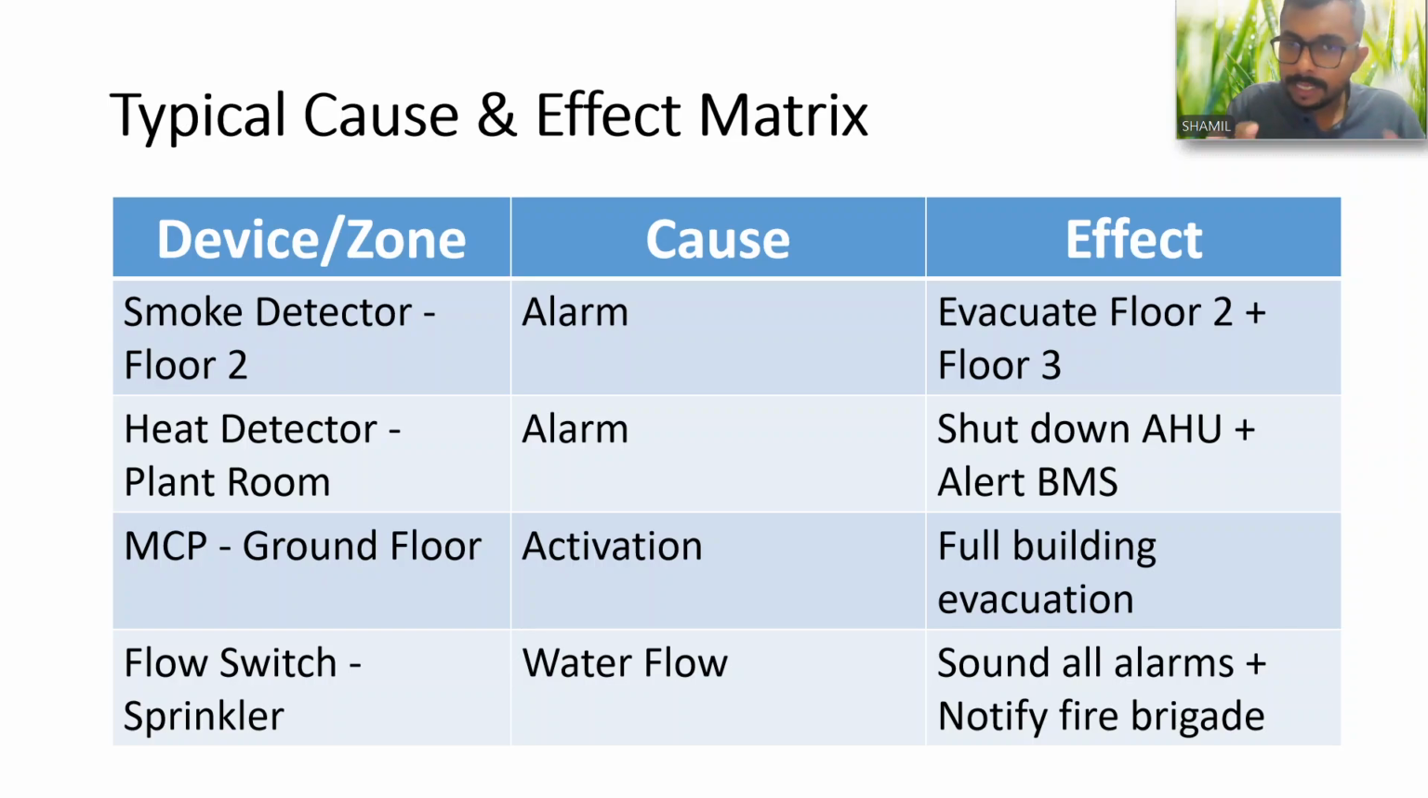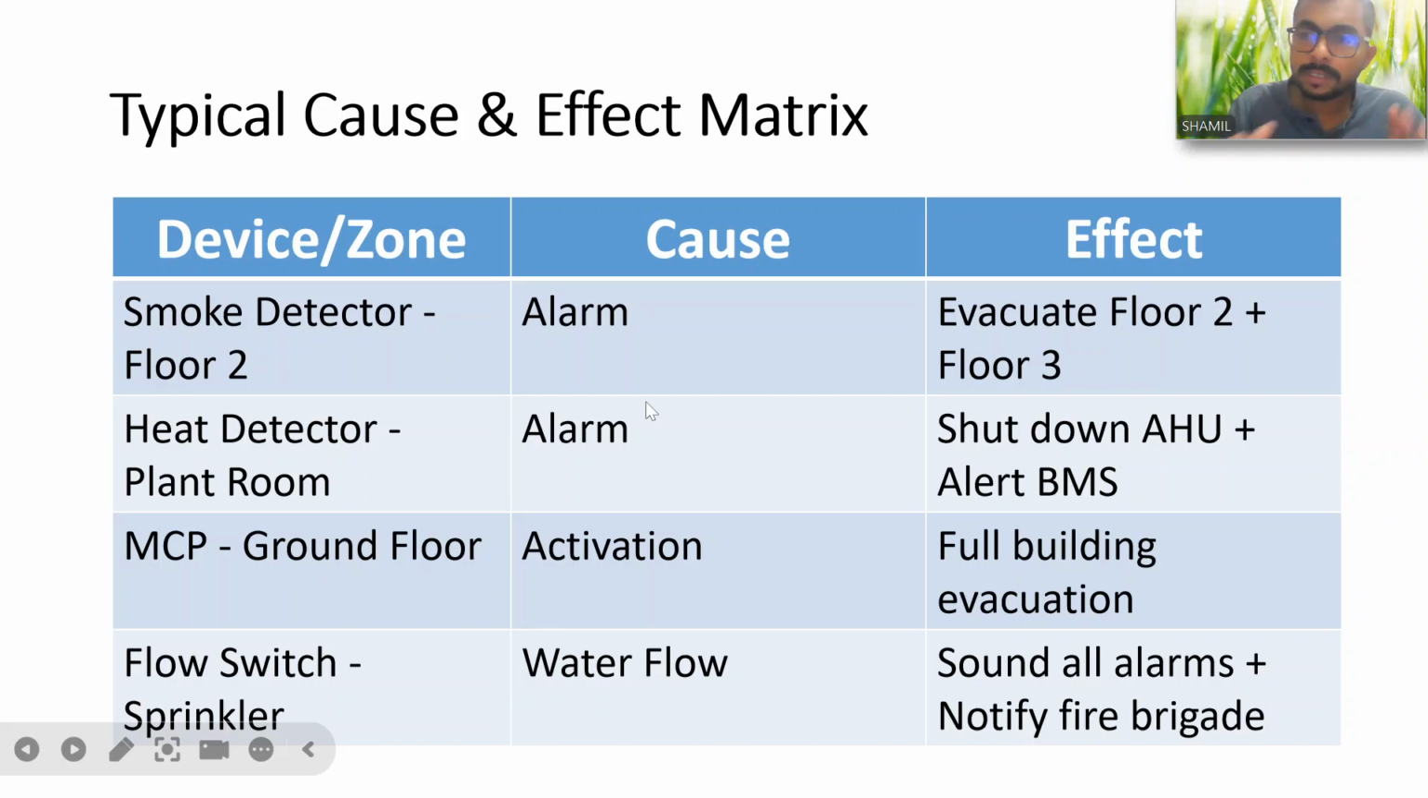Let's see a typical cause and effect matrix. Again, I am showing an example here. We have already gone through this; the only difference is that we are seeing which category each cause and effect is in. The first example is a smoke detector activated on floor 2. It is an alarm condition, and that cause leads to the evacuation, asking the floor 2 and floor 3 occupants to evacuate. This is just a hypothetical example of how a cause and effect logic is designed.